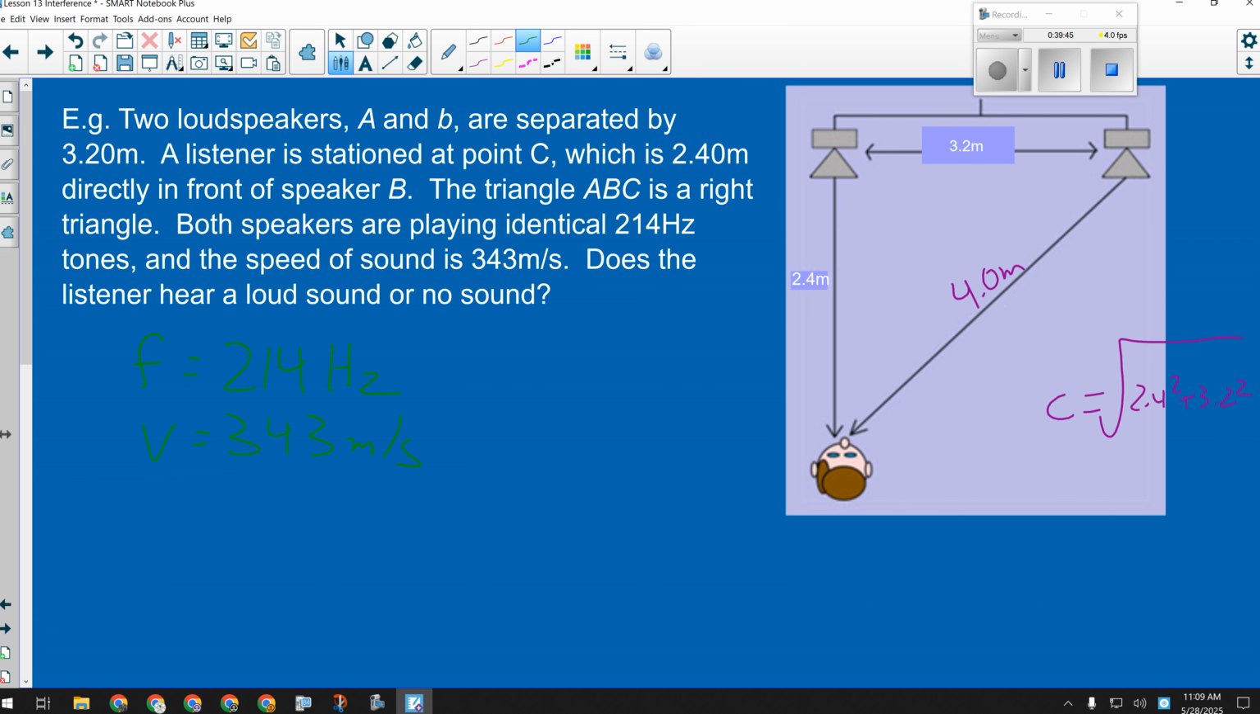Okay, does the speaker hear a loud sound or no sound? Well, what determines that is how many waves from each speaker to the observer. The only way to know that is to know what about the waves. What can I calculate about the waves with the two pieces of information I have right now? Wavelength. All right, so I'm going to go V equals F times lambda and solve for lambda. So lambda is going to be V, 343 meters per second, divided by 214 hertz, so that's going to cancel the seconds, because a hertz is a per second. And that's going to leave me with meters.